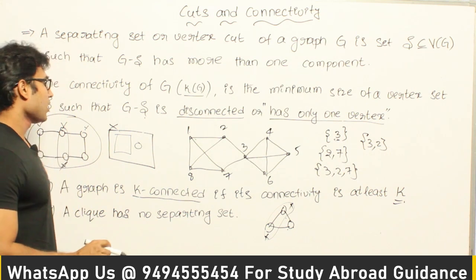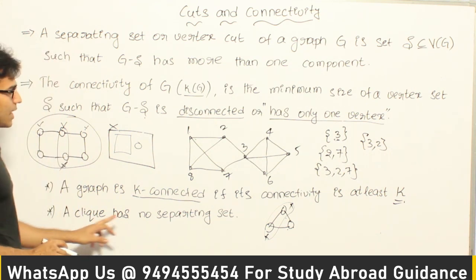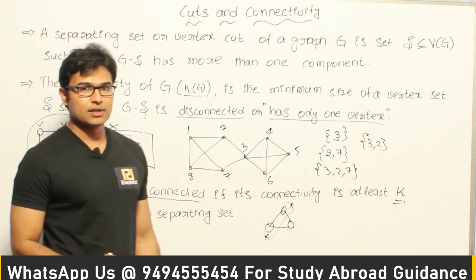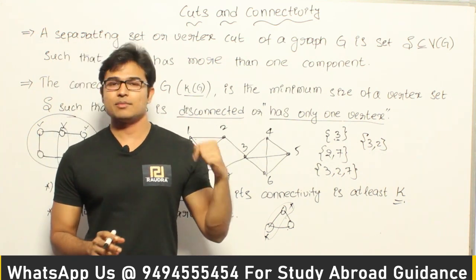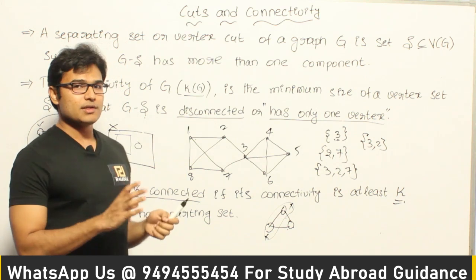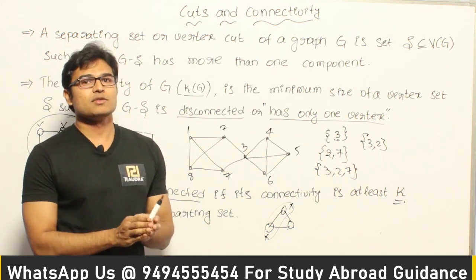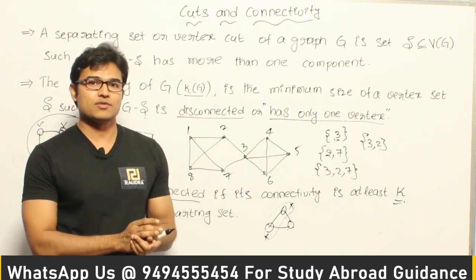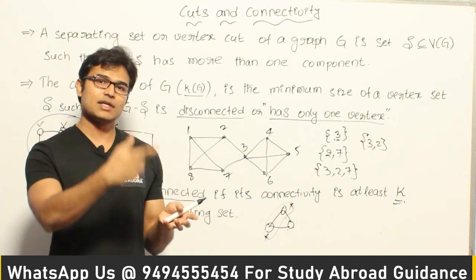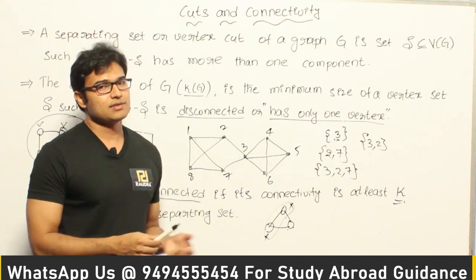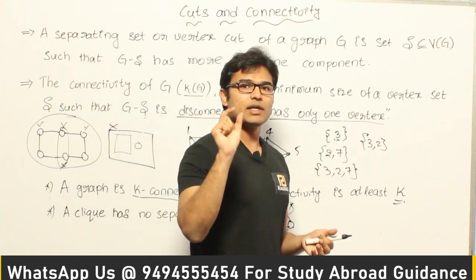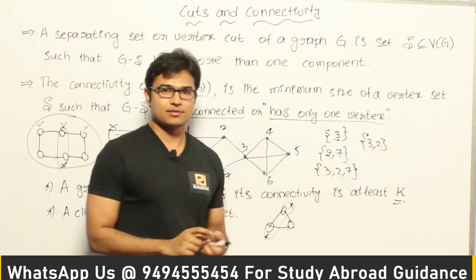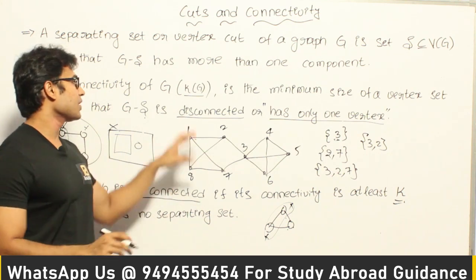Got it? Okay. A clique has no separating set. So what is a separating set? The difference between connectivity and a separating set is, in a separating set, we should always get more than one component after deleting that set. In connectedness, either you get more than one component, or the graph contains only one vertex. Both of them are applicable for connectedness.